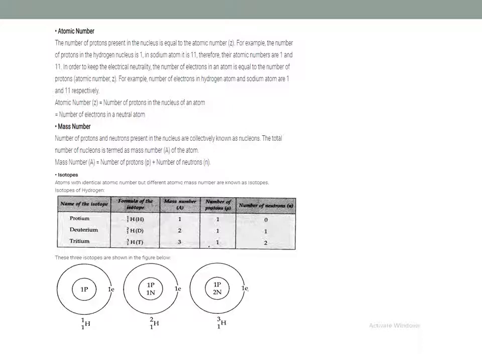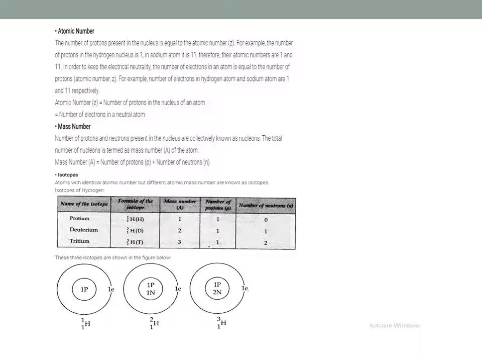In order to keep the electrical neutrality, the number of electrons in an atom is equal to the number of protons. For example, number of electrons in hydrogen atom and sodium atom are 1 and 11 respectively. Means Z is equal to number of protons in the nucleus of an atom is equal to number of electrons in a neutral atom. Especially pay attention to the term neutral atom.